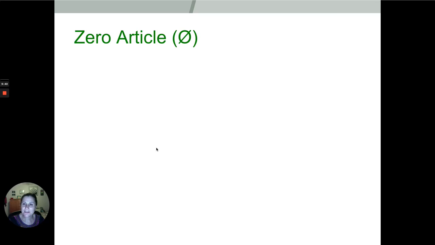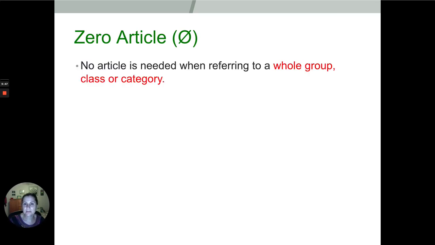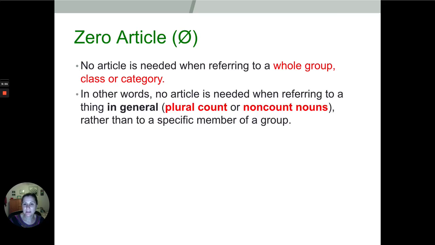Okay. The third type we call zero article. So that's the situation where you don't use a or the before a noun. So no article is needed when referring to a whole group, class, or category, when it's a plural count or non-count noun. Like, we need to buy furniture for the house. So furniture, we don't say furnitures. It's a non-count noun. So when it's a non-count noun and you're talking about something in general, you don't need to put anything there.